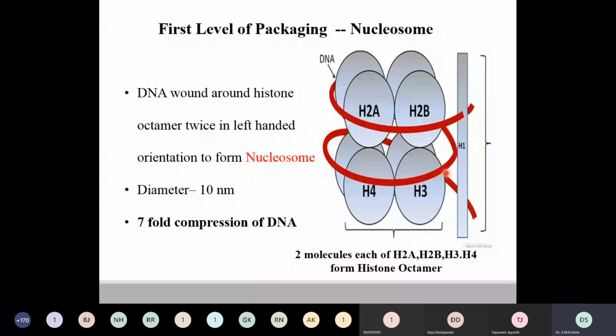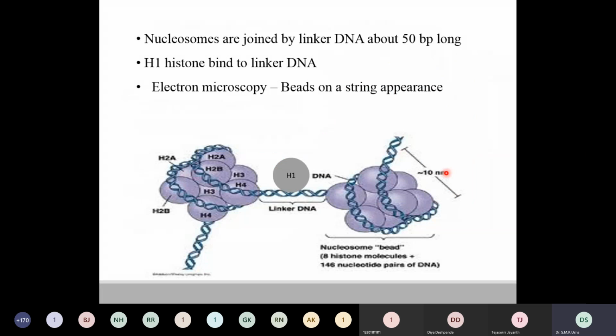Now we can see many such nucleosomes. When you see them under the electron microscope, these many nucleosomes are connected with a stretch of DNA, which we call linker DNA, on which H1 sits. So under the electron microscope, they look like beads on a string.